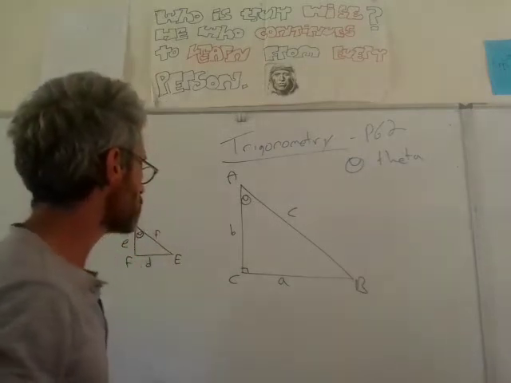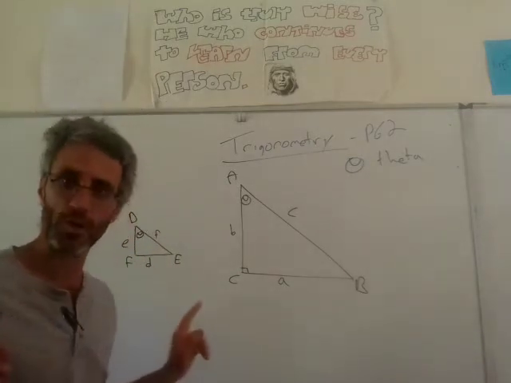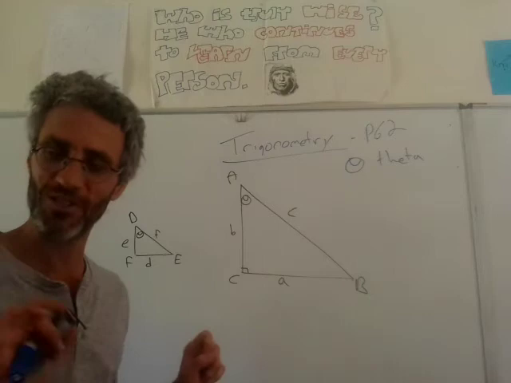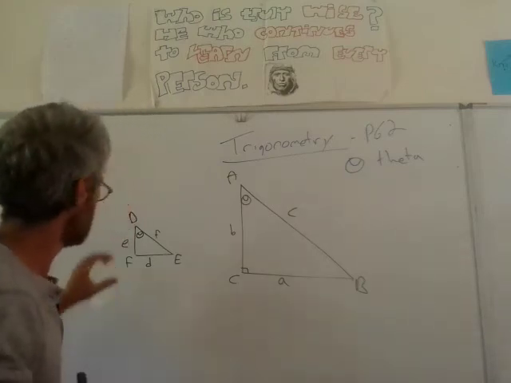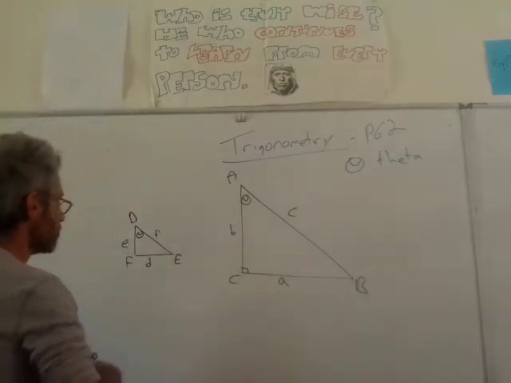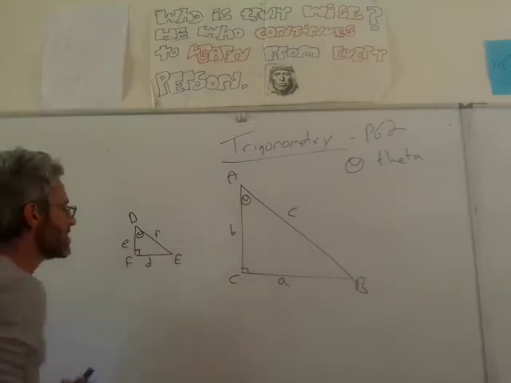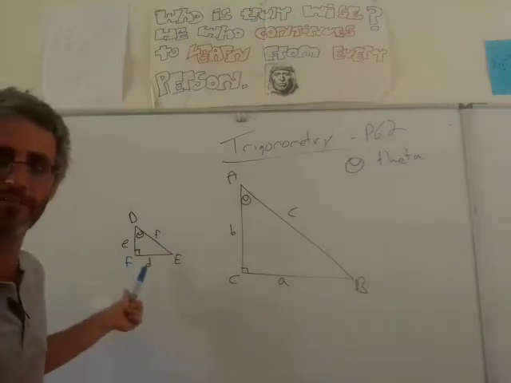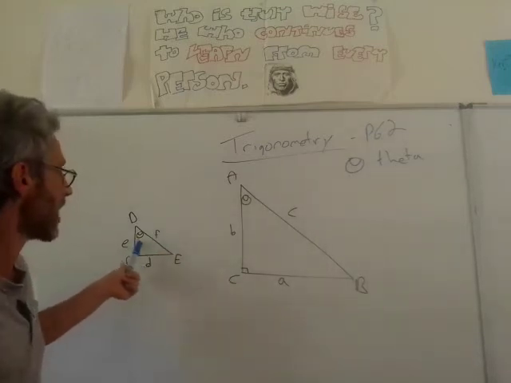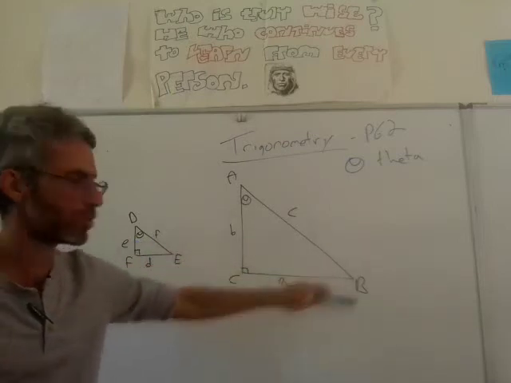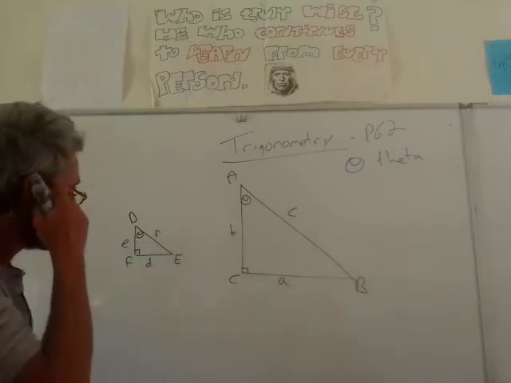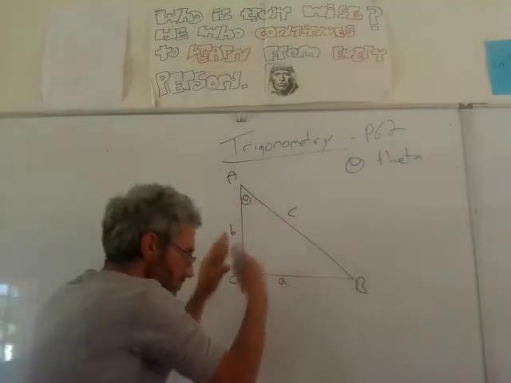Now I drew a similar triangle. Remember, we learned about similar triangles last year. This triangle is FDE. It has 90 degrees, F is 90 degrees, and it also has theta. At this point I'm not bothered about the other angle. It's a similar one, just minimized.